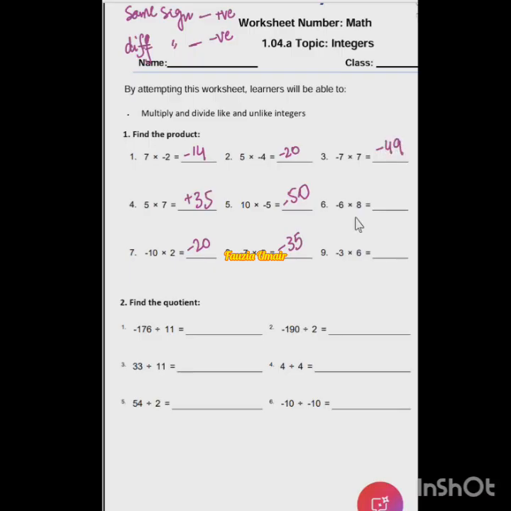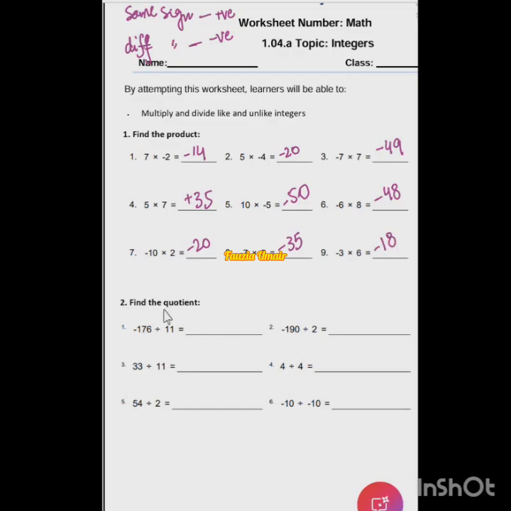Very right. So minus 6 into 8, ma'am, minus 48. 6 8s are 48. Minus 3 into 6, minus 18. 18, right?